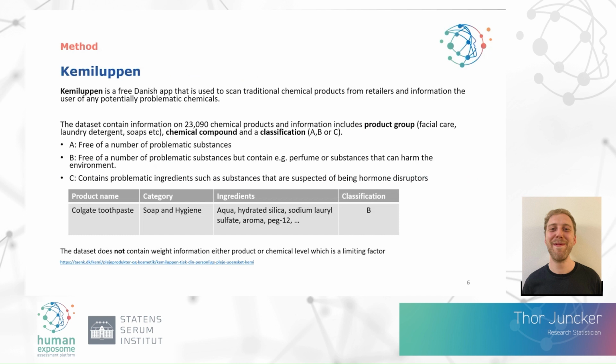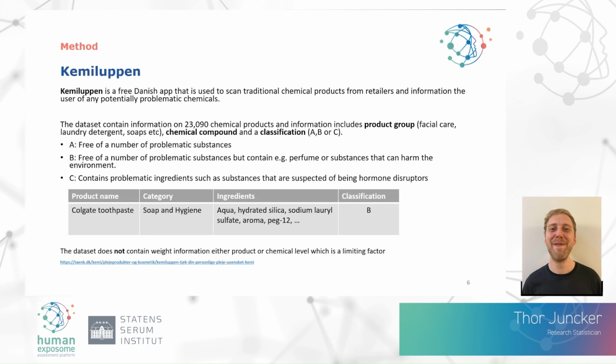So Kemiluppen, what is Kemiluppen? It is a free Danish app that people can use to scan chemical products from retailers and gain information about potentially problematic chemicals. The data set again contains 3,000 chemicals. It also includes names of the product groups, what kind of product this is, the chemical compounds, all the individual chemical ingredients, and this classification in three levels.